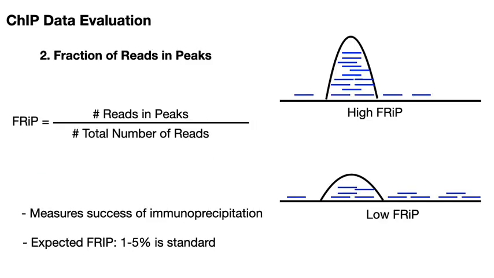Next, we're going to talk about FRIP. FRIP is really good for ChIP because we want to know what fraction of our reads are actually in peaks. So you can look at the total number of reads in peaks and the total number of reads, and then you can just calculate a FRIP score. The expected FRIP score is 1 to 5%. As you can see here, a higher FRIP score would give you a higher confidence in your peak.